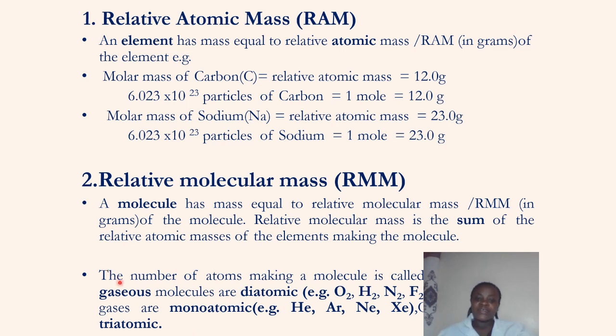Then the number of atoms making a molecule is called the atomicity. Most gaseous molecules are diatomic. For example, the oxygen molecule and hydrogen molecule are made of two atoms. That is why we call them diatomic. Ozone is made up of 3 atoms, so we call it triatomic. Helium is made up of 1 atom, so we call it monoatomic.